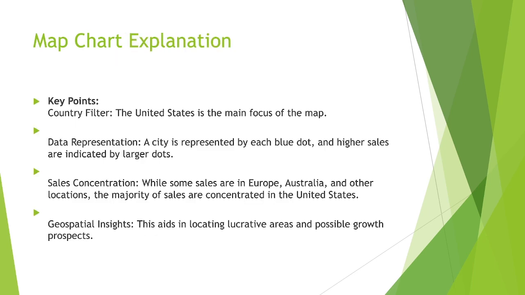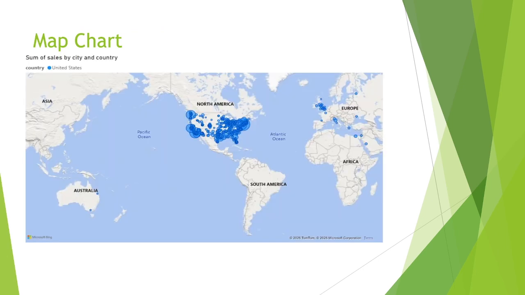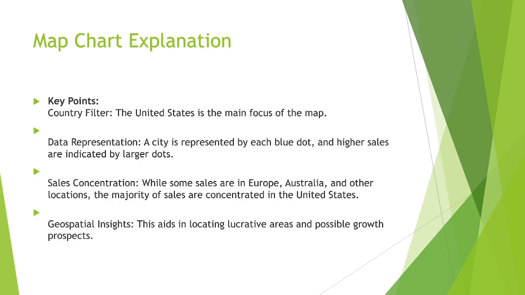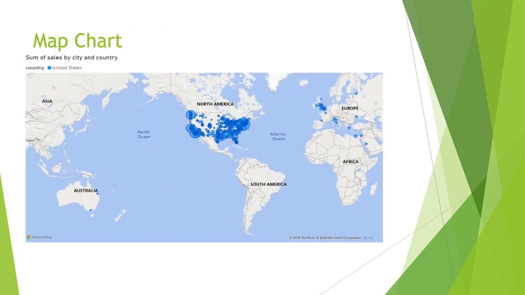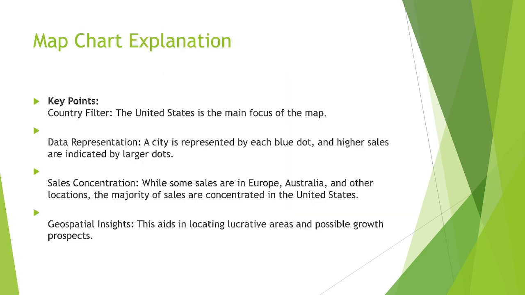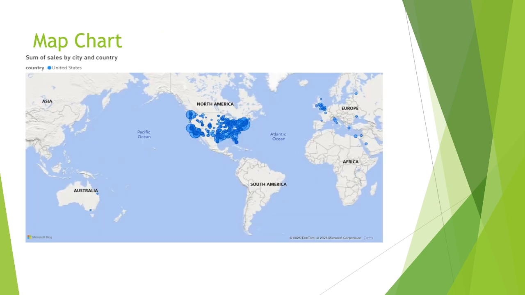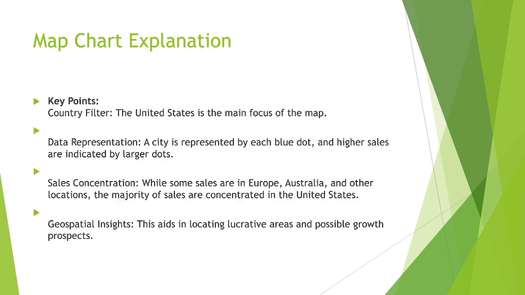Country filter: the United States is the main focus of the map, and I think map chart is very represented by each blue dot like that, North America. And higher sales are indicated by larger dots. Sales concentration: while some sales are in Europe, Australia, and other locations, the majority of sales are concentrated in the United States. Majority of dots in United States.